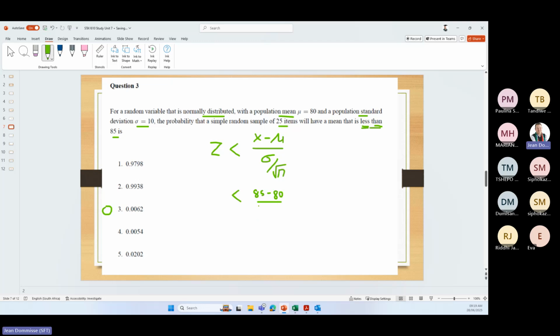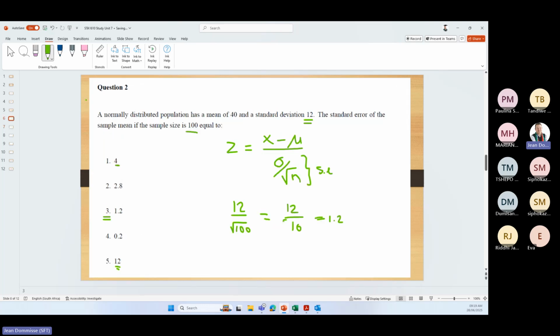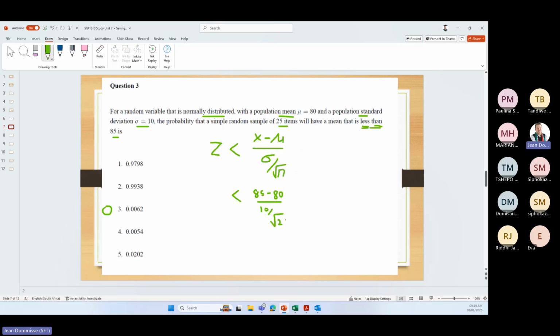Standard deviation: 10 divided by the square root of 25. So this once again is quite nice, because it's easy to get the standard deviation from 25. That is 5. We're not always lucky that it is rounded off already for us.